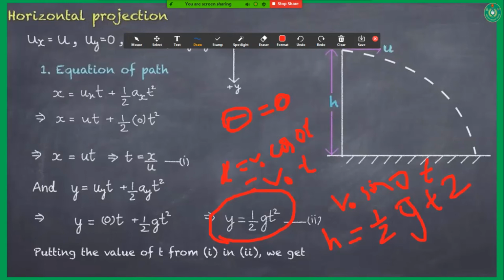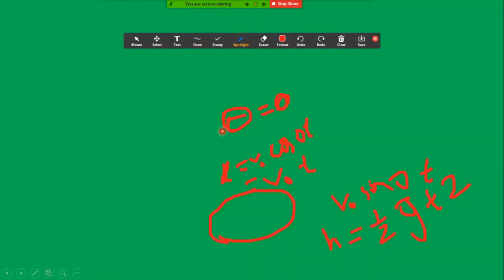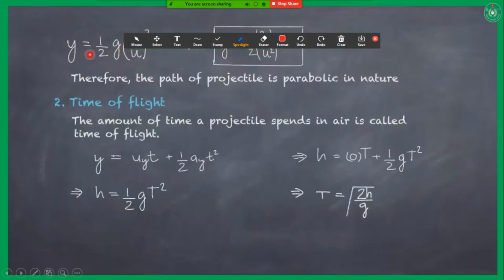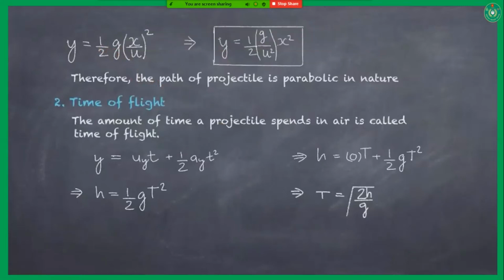Putting the value of t in equations 1 and 2, we are going to see what we can get. y is equal to half g into x divided by u, whole square. Now y is equal to half g divided by u square into x square. This is the path of the projectile, and it is the nature of a parabolic equation.